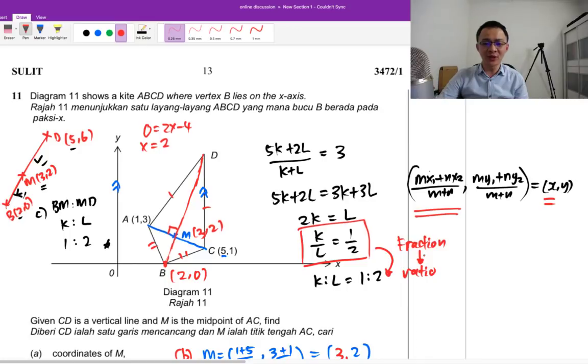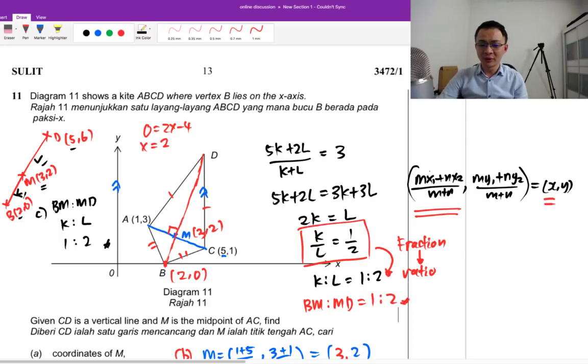Yeah, you always need to simplify. For ratio, if you can simplify, we will never leave the ratio as something like 2 ratio 4. We will always simplify it. Should I change the K and L back to M and N? Yeah, if you want, you can change it back. And then over here, you just write BM ratio MD equals 1 ratio 2. Yeah, you can do that.